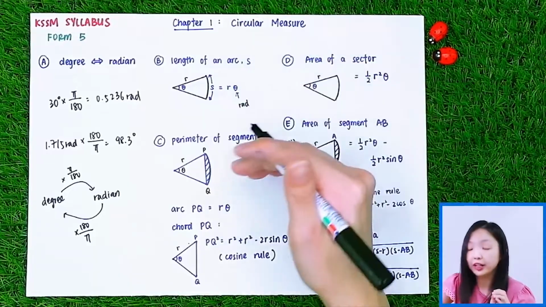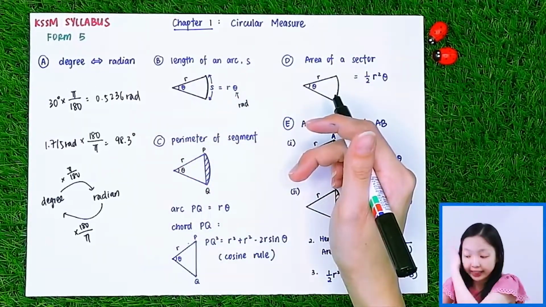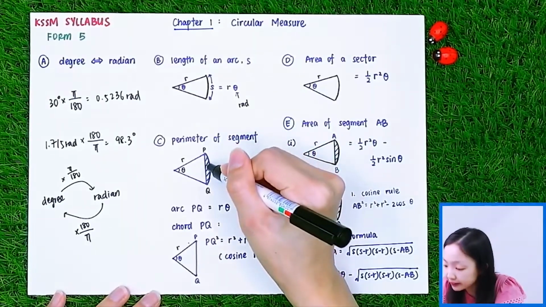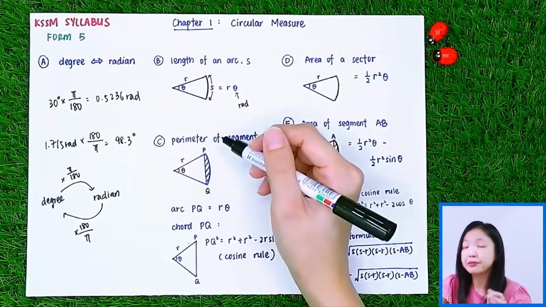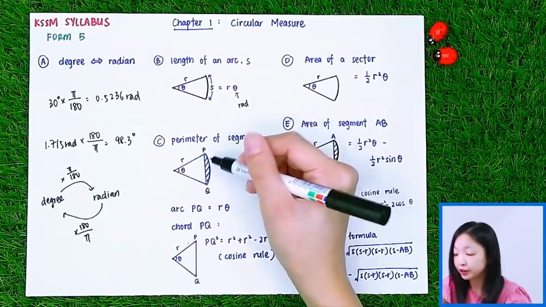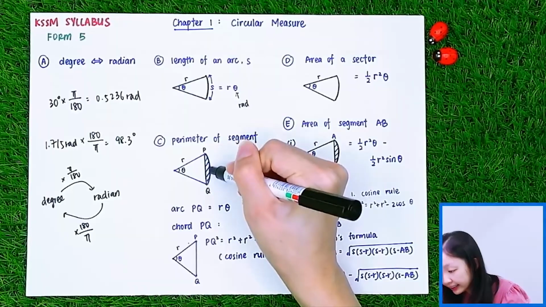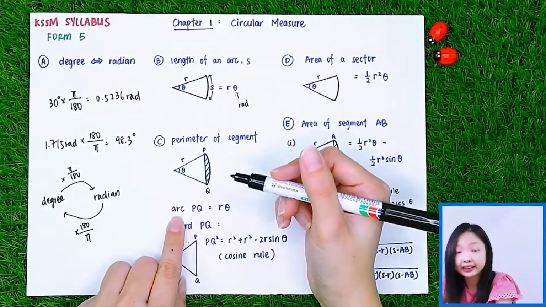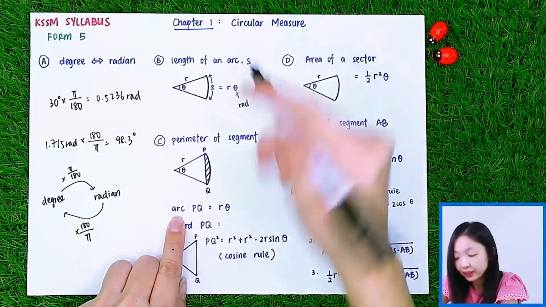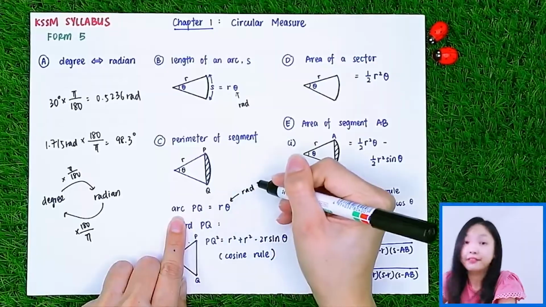So we go to the third part, which is the perimeter of the segment. Here is the segment. This shaded region is called the segment. How can we find the perimeter of the segment? There are two sides: this is the chord and this is the arc. The first thing you have to find is the arc. I have already shared the formula, which is R theta, and the theta here is in radian form.